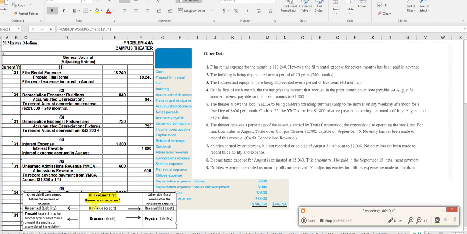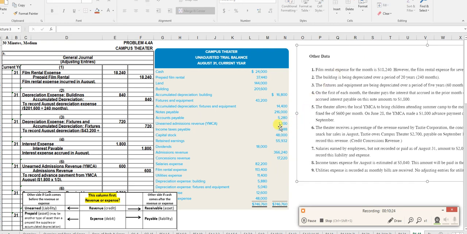Now, have I already got the money or have I not yet got it? They paid me July 1st, so I've already got it. So my debit's going to be an unearned. I'm going to debit unearned admissions revenue, and it's $600 per month since I'm making adjustments monthly. So now if you see, this is a credit of $1,200. I've just debited it for $600, so I have $600 left in it. Next one.